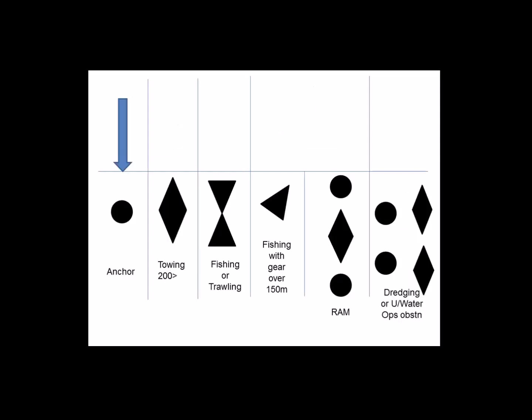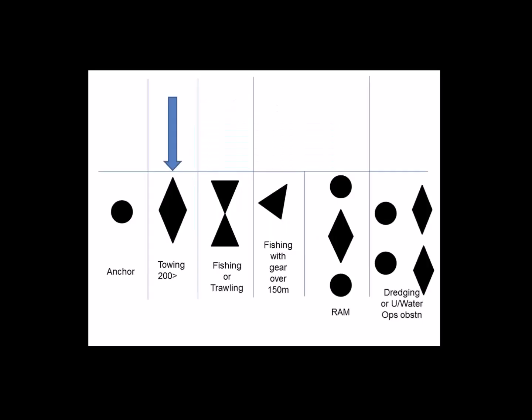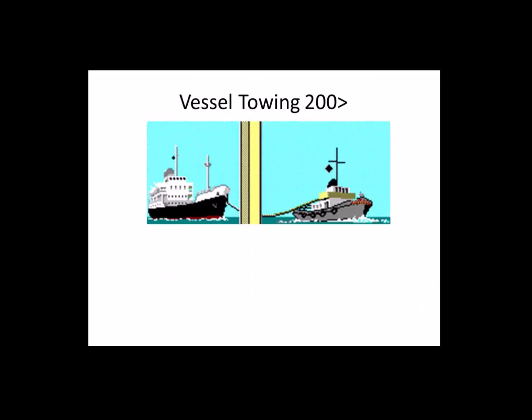So let's take a look now then at the 6 must-know shapes. The first one is an anchor signal, which is a black ball displayed in the forepart of a vessel. Then we have a vessel engaged in towing when the length of tow exceeds 200 metres. Remember, this is measured from the stern of the towing vessel to the stern of the vessel being towed. And both vessels display a black diamond shape. It's also important to remember that there is no daytime signal for vessels towing when the length of tow does not exceed 200 metres.